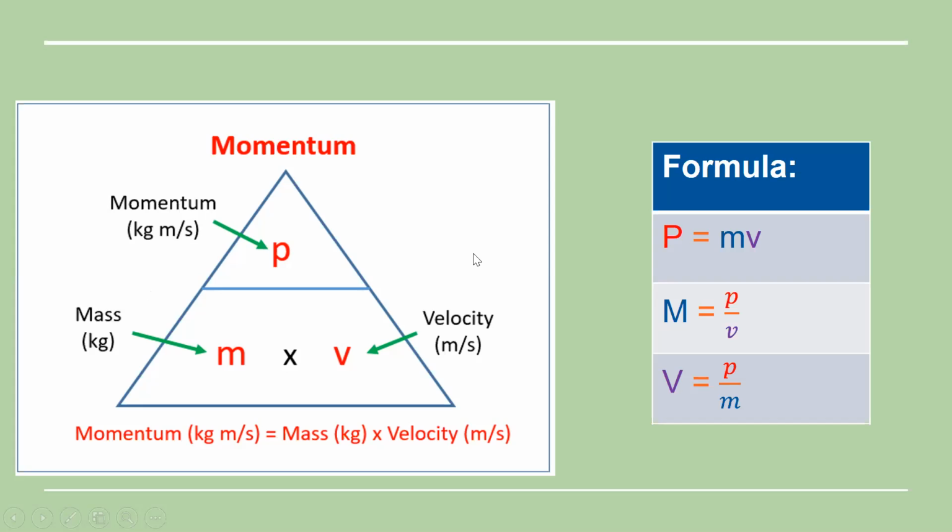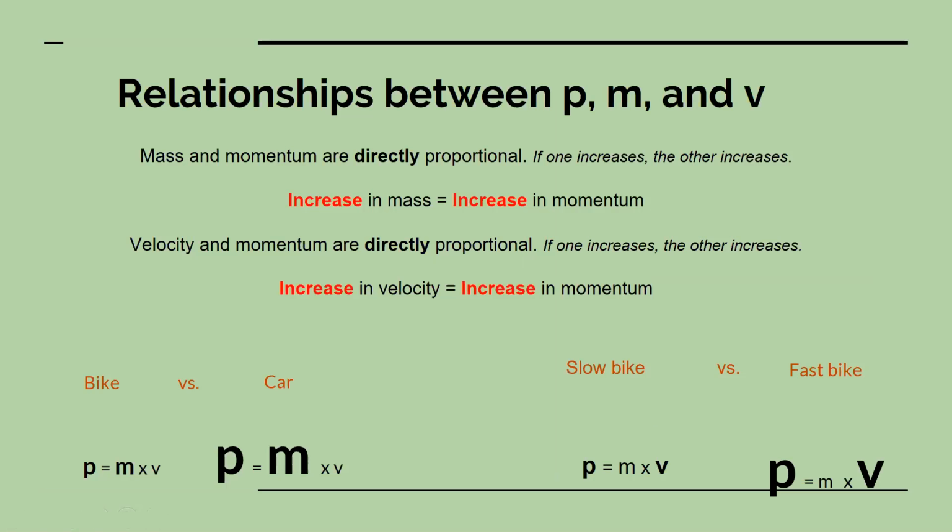All right, let's go to the next part of the notes. Look, we're already on the second page, or third page technically. All right, so here's the relationship between P, M, and V, okay? Mass and momentum are directly proportional, okay? So that's just a fancy way of saying if you make one bigger, the other one gets bigger. If you make one smaller, the other one gets smaller, okay?